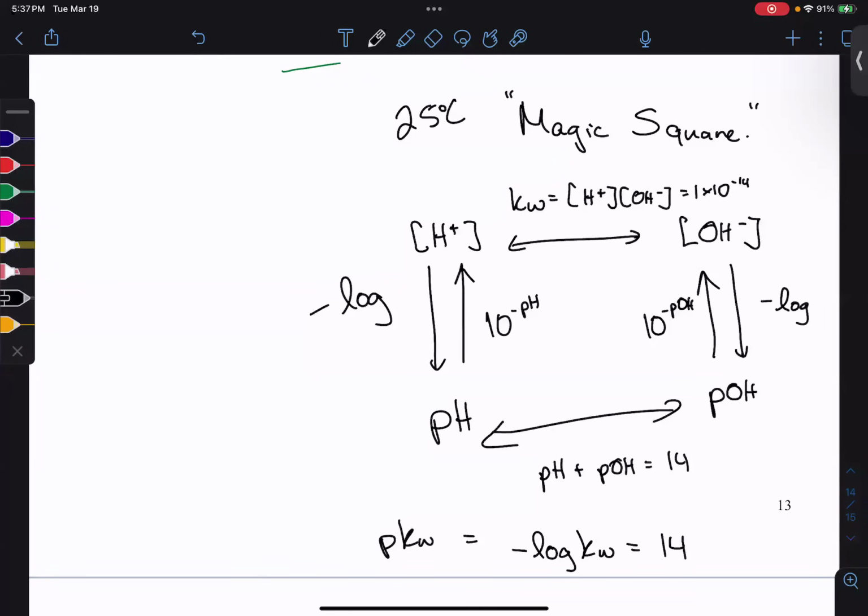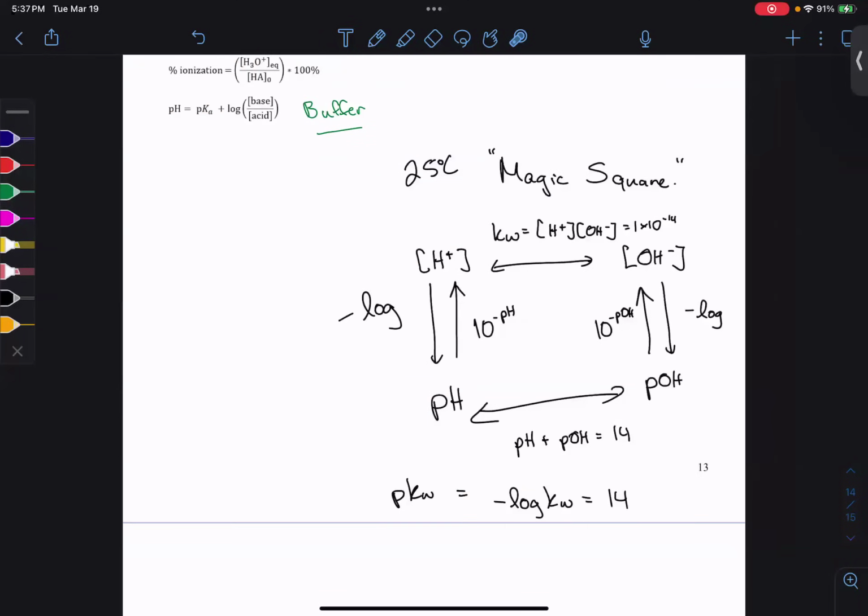So the reason that this is called the magic square is because if you know one corner of this square, you actually know all four corners of the square. You know every single part, because all of these values are related to each other either by Kw or pKw. So these are the ideas that we're going to be constantly using, navigating. If I give you OH minus concentration, we can back calculate to H plus concentration using Kw. So being able to navigate this square is very important. Okay, so that's the magic square from last time.